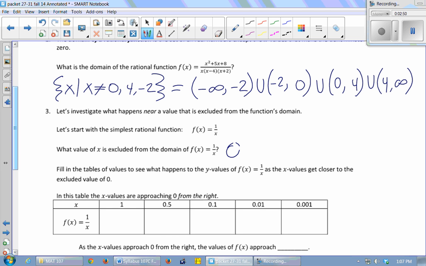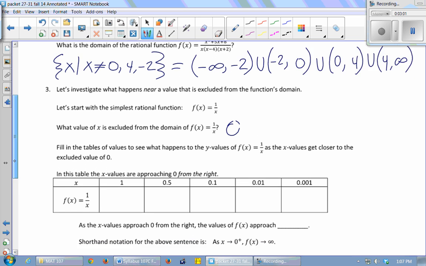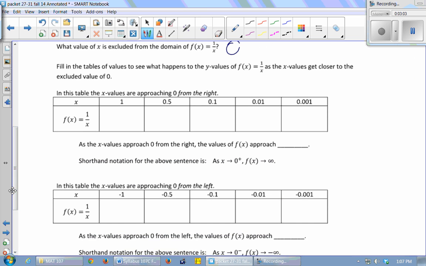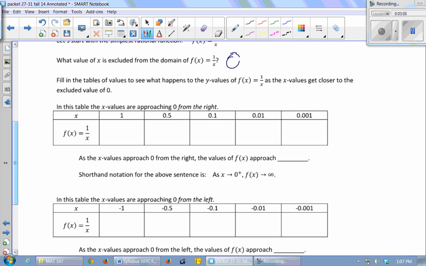So let's fill in this table of values to see what happens to the y values of my function 1 over x as the x values get closer and closer to the excluded value of 0. They're going to get bigger, but let's do it out. Okay, so if I plug a 1 into 1 over x, what do I get? 1. 1 over 1 is 1. Okay. Plug in a half. What's 1 divided by a half?